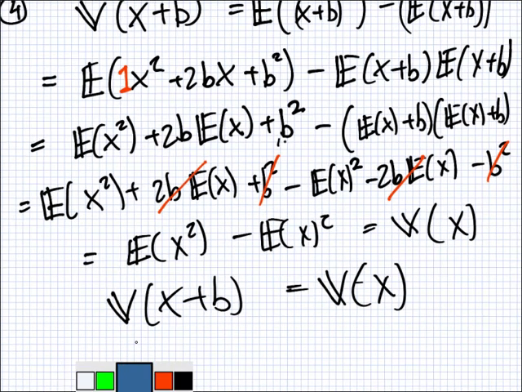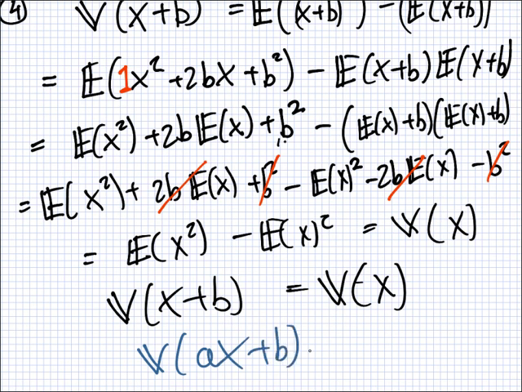And you can combine rule 3 and 4 to get this. Variance of ax plus b is equal to a squared variance of x, if we put the two rules together as one. Now, I'll explain why that result makes sense, once you're ready.